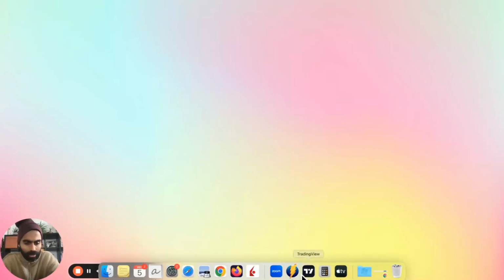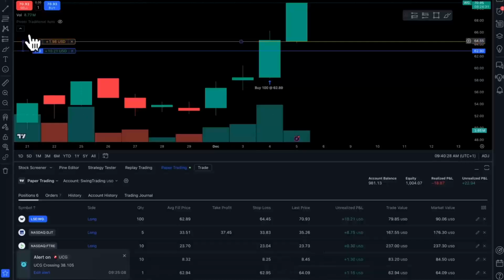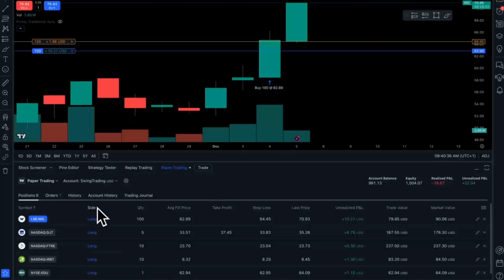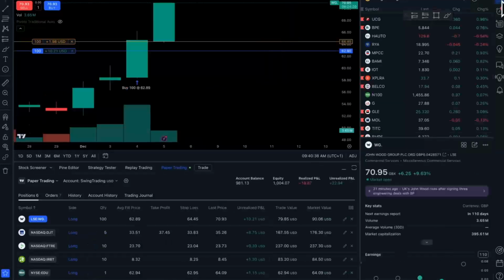in Italy. I'm going to open up TradingView because I want to start looking at the London Stock Exchange and the European markets. They've opened basically. So I'm in my swing trading paper account and I want to go through some simple steps to see if I can identify any trades that are worth taking.